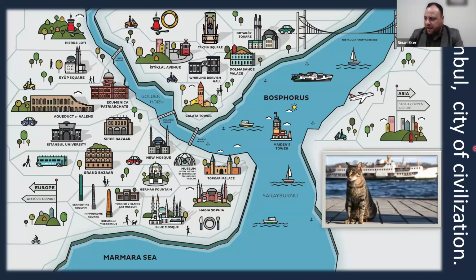Right side is Asia, and the left side, here you see, is Europe. You see here Istanbul University, dated to 1453, I think. And you must know Galata Tower and Hagia Sophia. They are almost 1600 years old. And you see here the obelisk of Theodosius. It's almost 3.5 thousand years old.